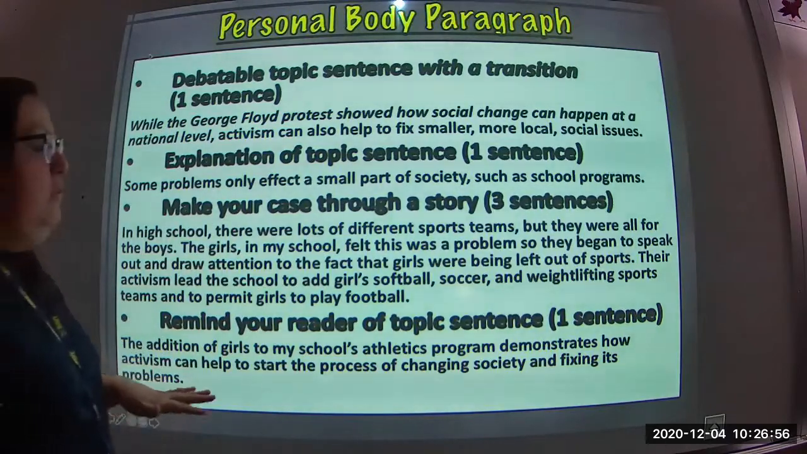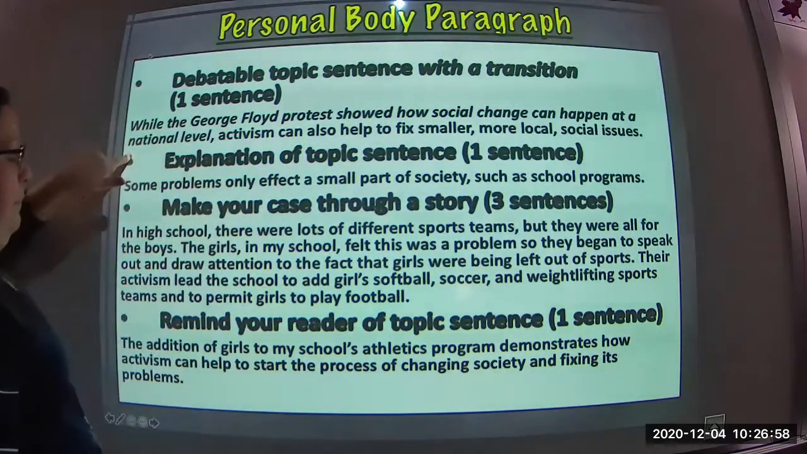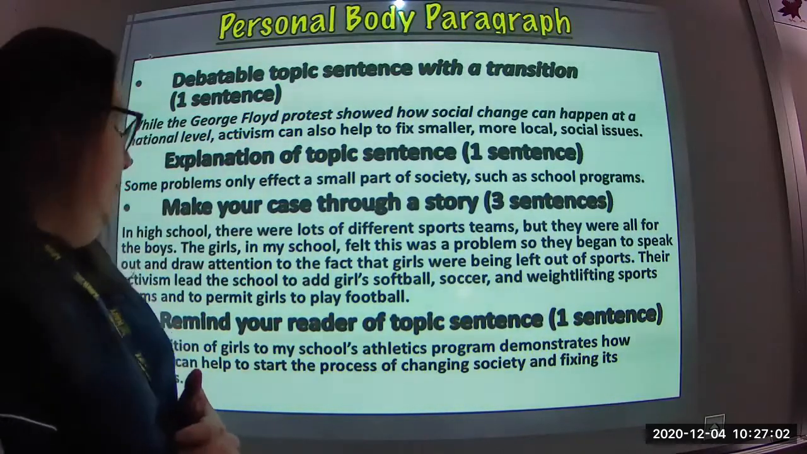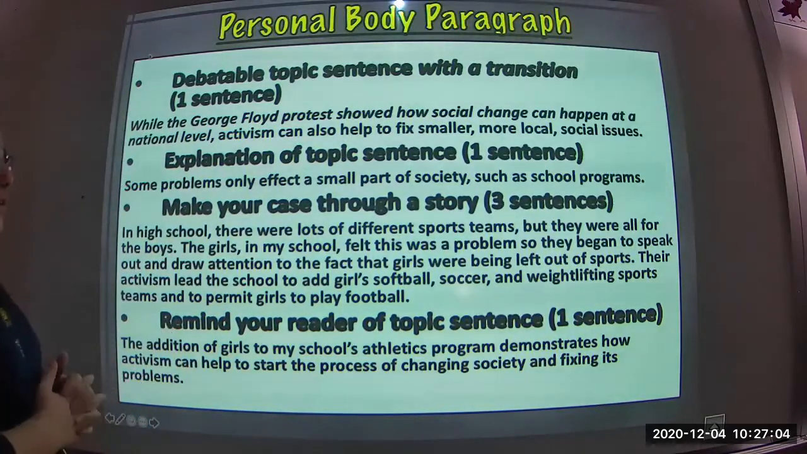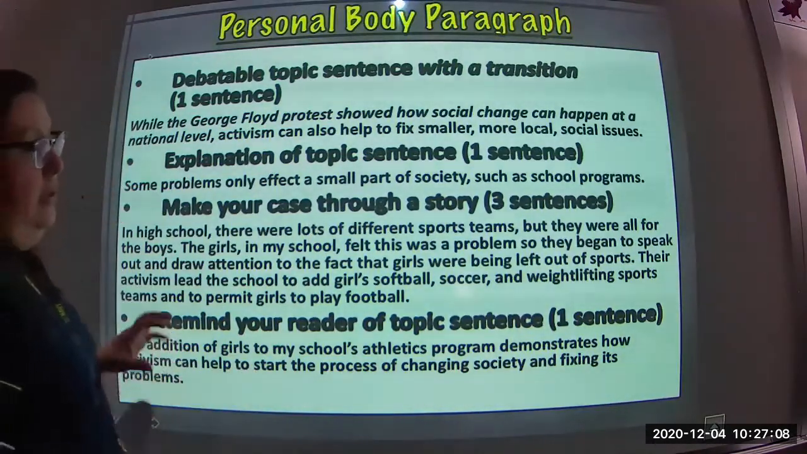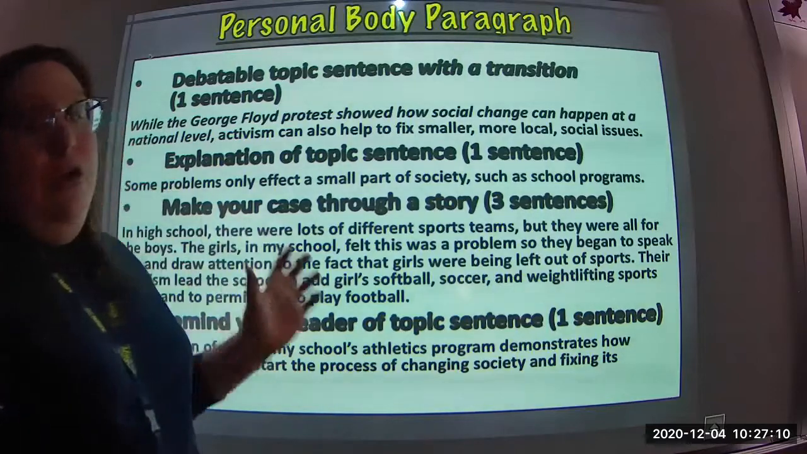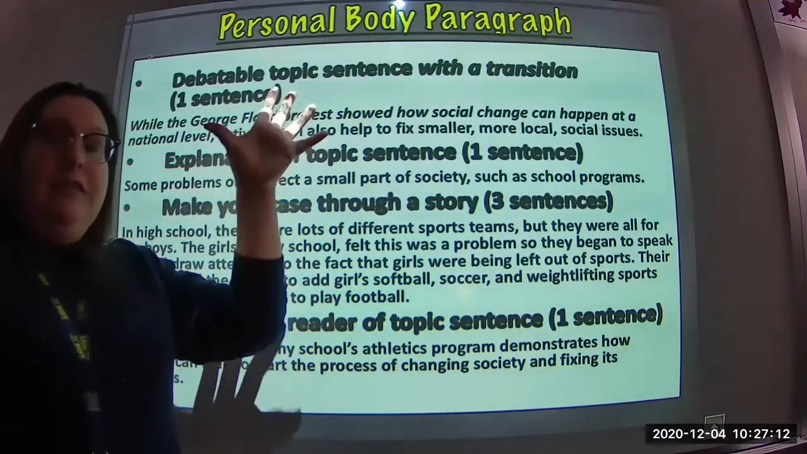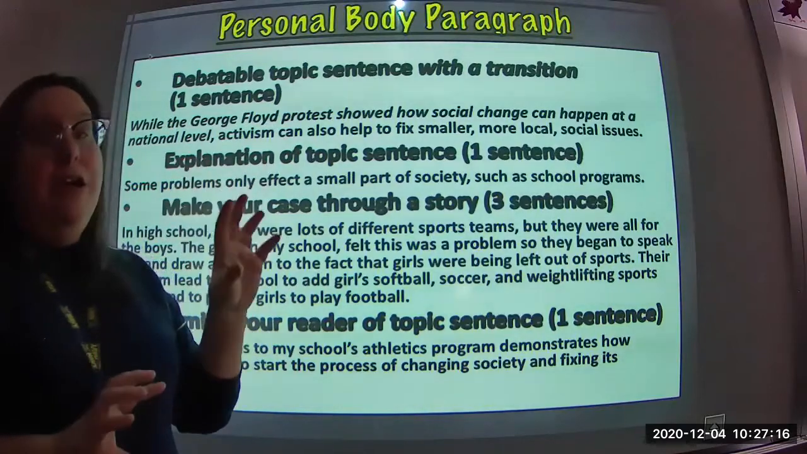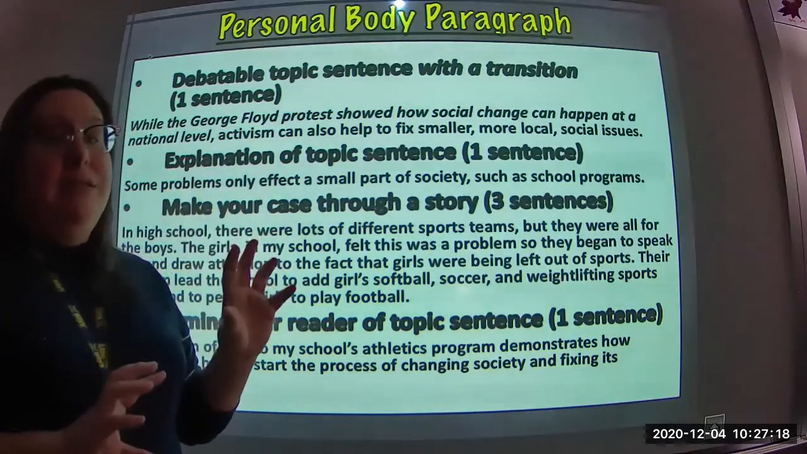Remember, I'm gonna remind the reader of my topic sentence. The addition of girls to my school's athletic program demonstrates how activism can help to start the process of changing society and fixing its problems. Okay, both of these paragraphs are examples, a big example and a small example, which shows that I understand the topic that I'm talking about and they support my thesis.